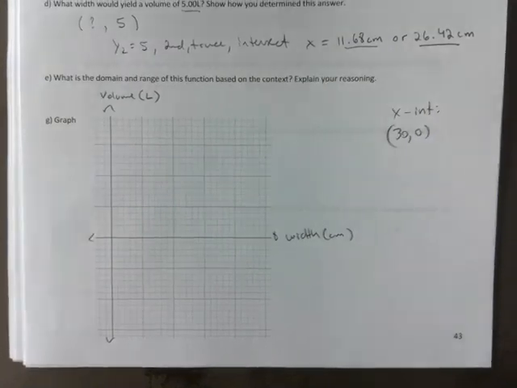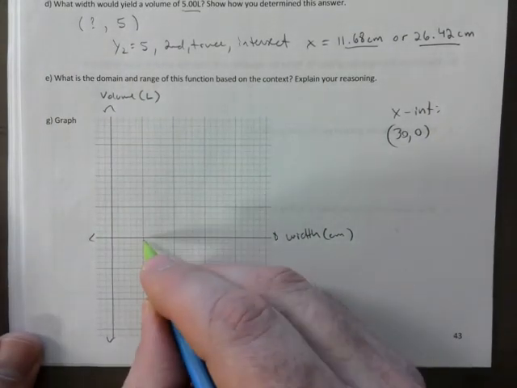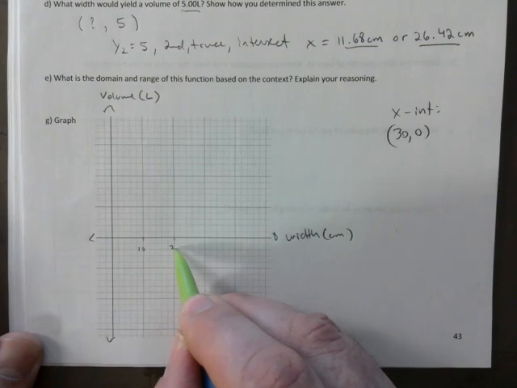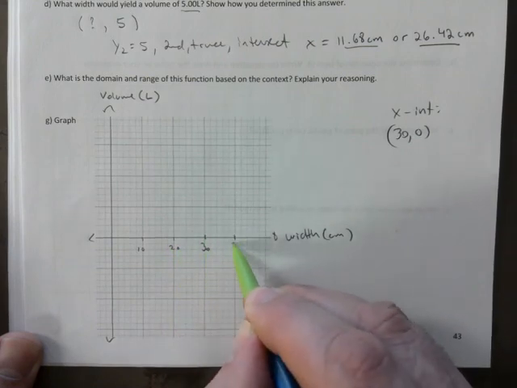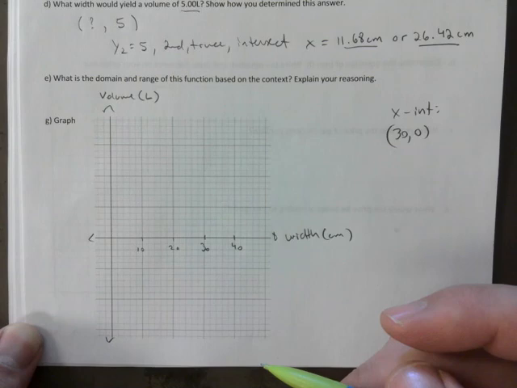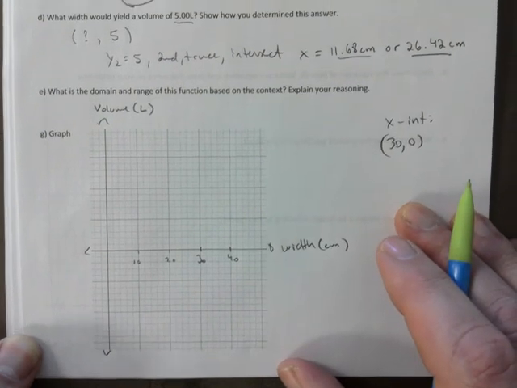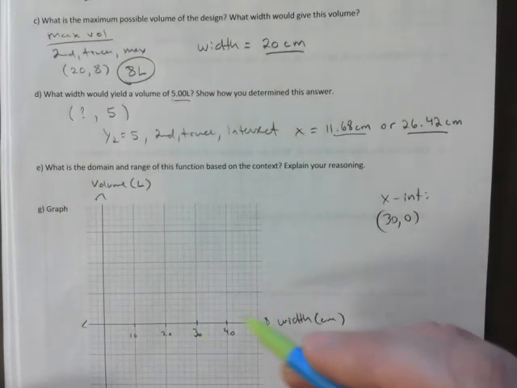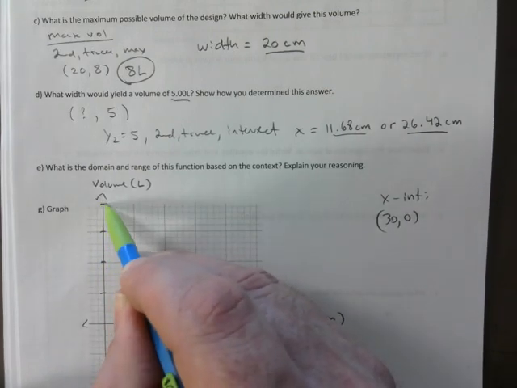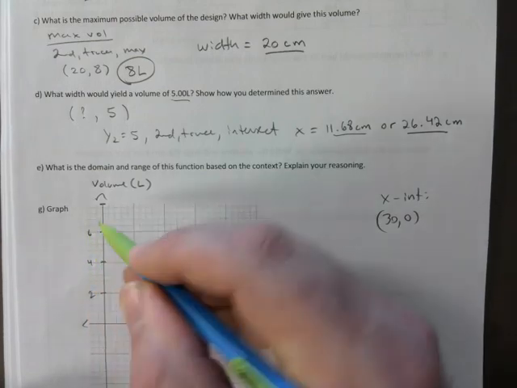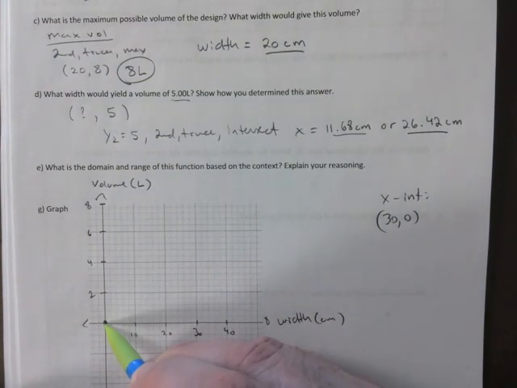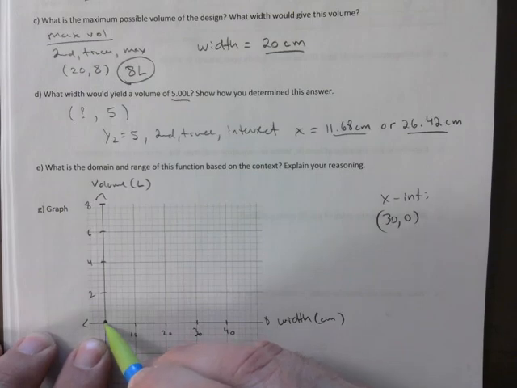Okay. So here, to make this fit, I'm going to go 5, 10, 15. That's not going to work. So I'm going to go 10, 20, 30, 40. Okay. And now you've got to work on the volume. The highest volume is 8, right? So 2, 4, 6, 8. That's going to work. 2, 4, 6, 8. So this is your origin, 0, 0.